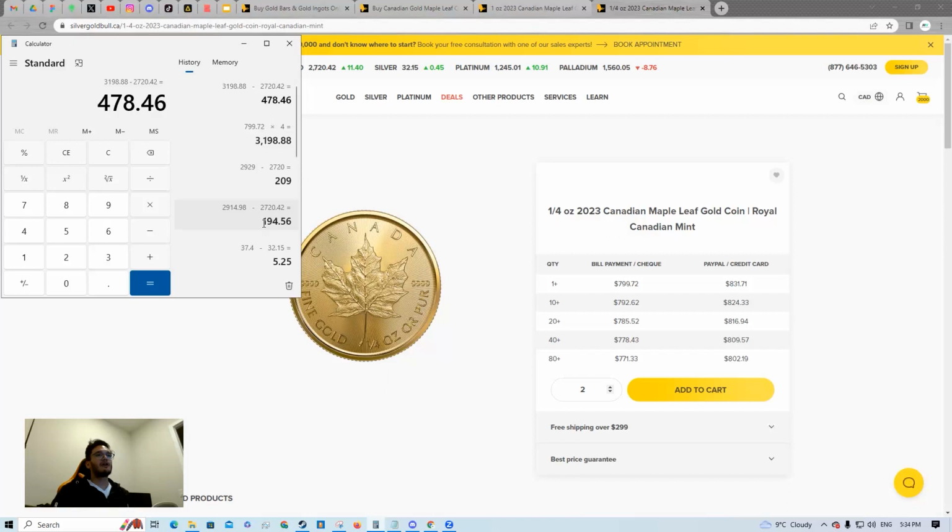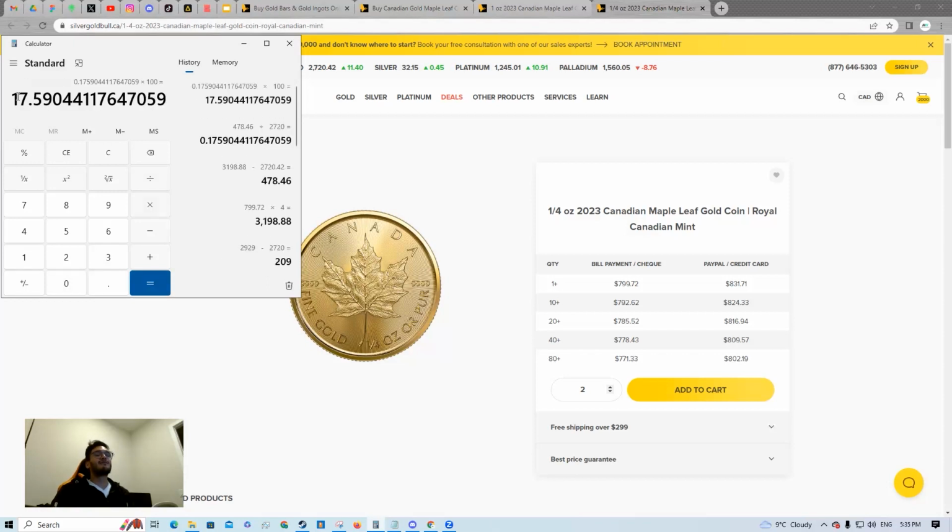And if we subtract it by spot, that gets us $478. So going back to the bar at 194, the 1 ounce coin at 209, the 1/4 ounce fractional is at $478 an ounce over spot. So before you even break even on your investment, gold has to go up about $478. Now, let's divide that by spot price, and we're going to get a premium in a percentage. So that gives us 17%.